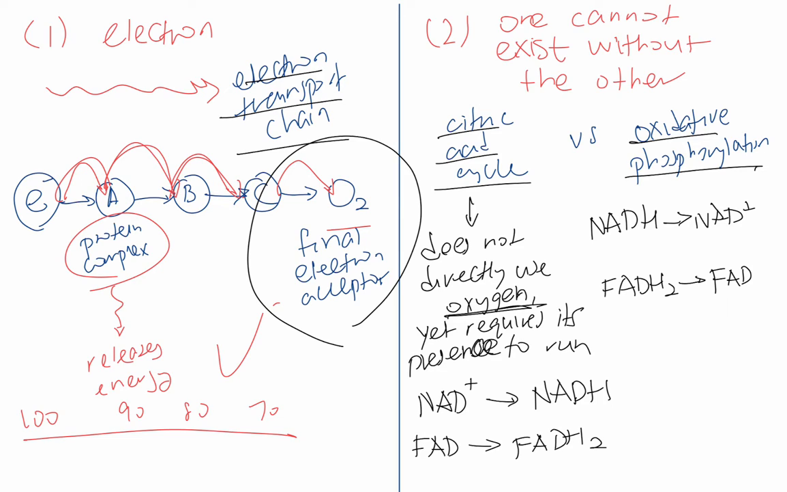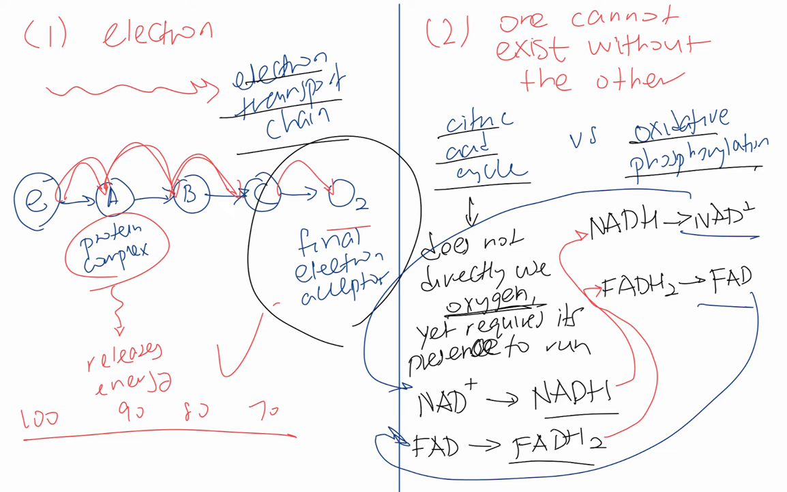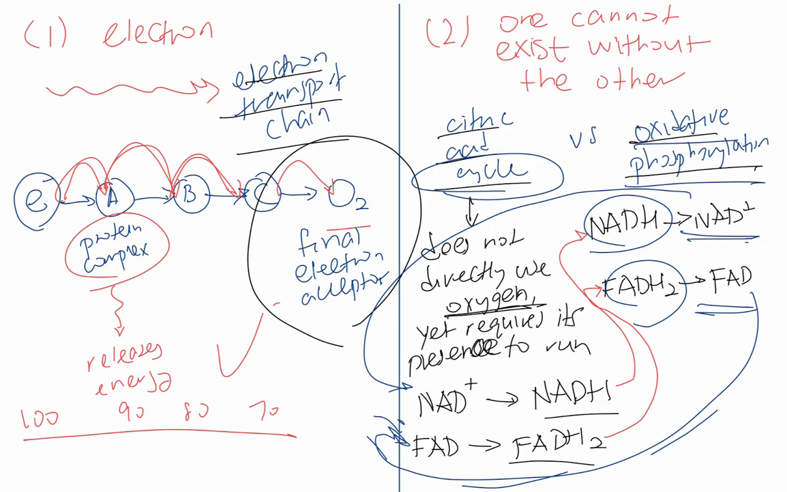The products of the citric acid cycle are actually the reactants in oxidative phosphorylation, and the products of oxidative phosphorylation are actually the reactants in the citric acid cycle. And since the citric acid cycle, hence the name cycle, runs more than once, in order to stay in cycle, it needs oxidative phosphorylation to return these into what the citric acid cycle can use as reactants.